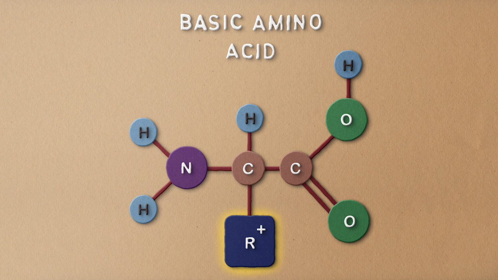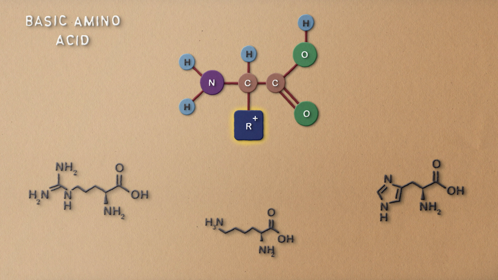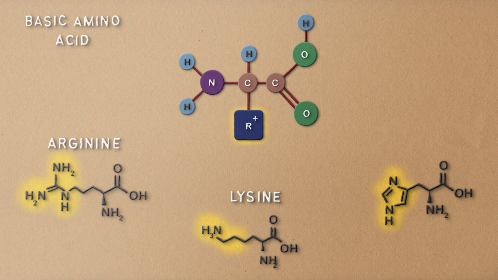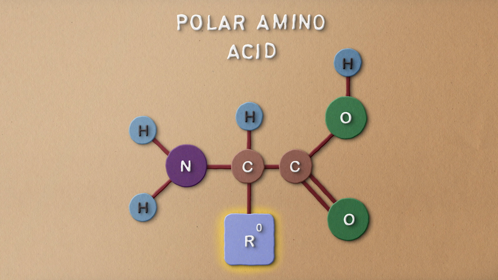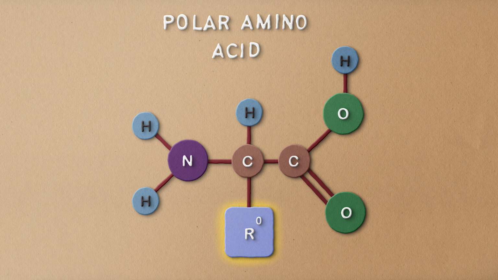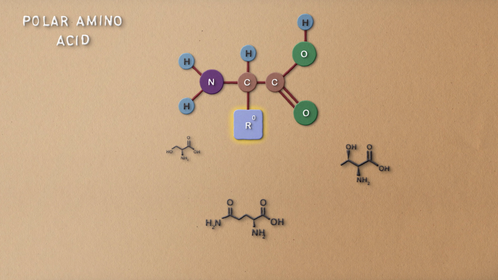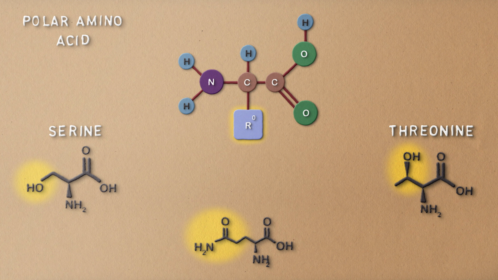Basic amino acids have, you guessed it, a basic R group with a positive charge. This includes lysine, arginine, and histidine. Polar amino acids, also considered uncharged, have R groups that are water-soluble, acting more hydrophilic than the nonpolar amino acids. These include serine, threonine, and glutamine, among others.